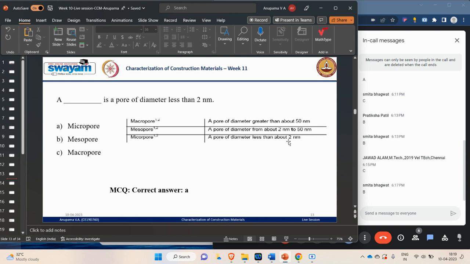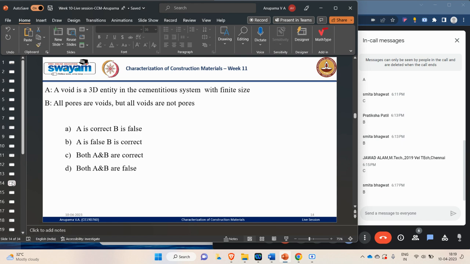So here, if it is less than 2 nanometer diameter, it is known as a micropore. If it is between 2 nanometer and 50 nanometer, it is known as a mesopore. If it is greater than 50 nanometer, it is a macropore. This is the criteria: less than 2 nanometer, between 2 and 50 nanometer, greater than 50 nanometer. So if it is less than 2 nanometer, it is known as a micropore. Okay, let's move to the next one.